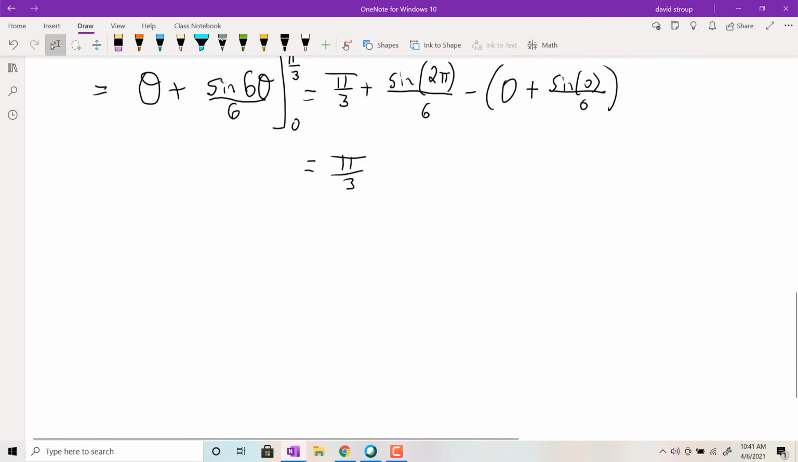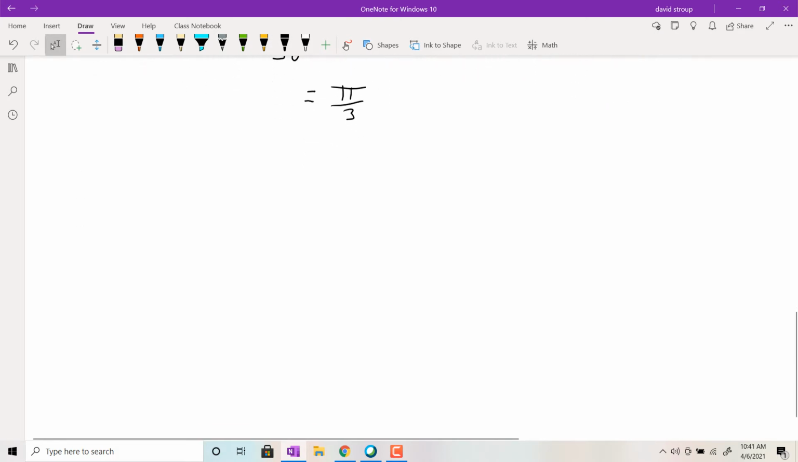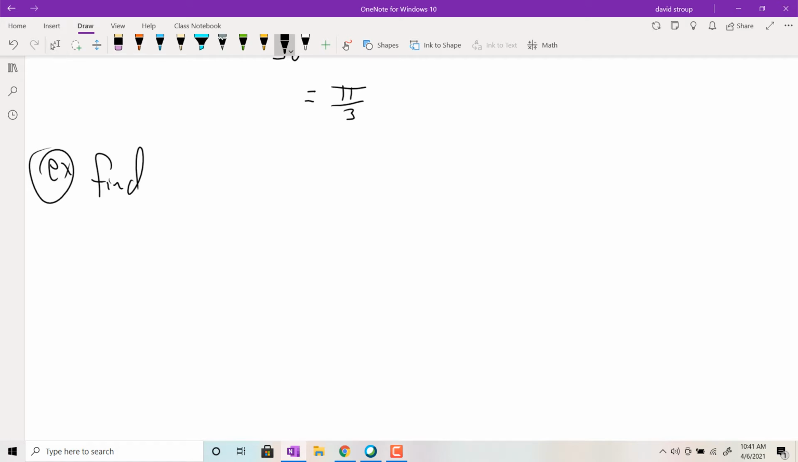This one's a little harder because we're going to find the head of the snail. Okay, so in this example, they want you to find the area of the inner loop of your limaçon, r equals 1 plus 2 sine theta. So let's go ahead and try to graph this thing.